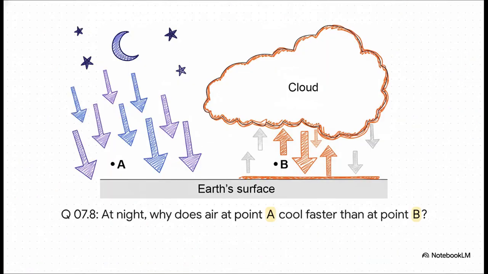And it's a big 3 marker. We see 2 points on the ground at night. Point A has a clear sky above it, but point B is tucked under a cloud. The question is, why does the air at point A with the clear sky cool down faster?